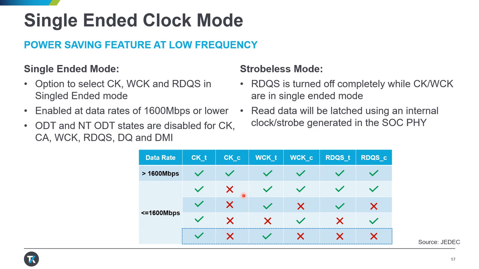There are also some restrictions placed in JEDEC in the spec on what signals can be enabled in this particular mode. So for lower speed rate, which is lower than 1600 megabits per second, only CK true can be enabled. But we have an option of enabling either write clock, true or complement, and in the same way we have an option to enable either RDQS, true or complement. The last row signifies the strobeless mode, where RDQS is completely switched off, and WCK and CK are both in a single-ended mode.